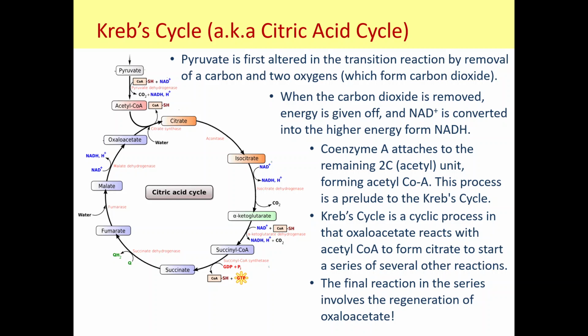So we'll proceed with the Krebs cycle, or citric acid cycle. Pyruvate, the product of glycolysis that we discussed a moment ago, becomes the substrate for the next reaction. It is first altered in a transition reaction by the removal of a carbon and two oxygens, which form carbon dioxide. Basically, the Krebs cycle is a process where the product formed will be a substrate for the next reaction, and it will go on and on. Please take a look at the notes attached here.